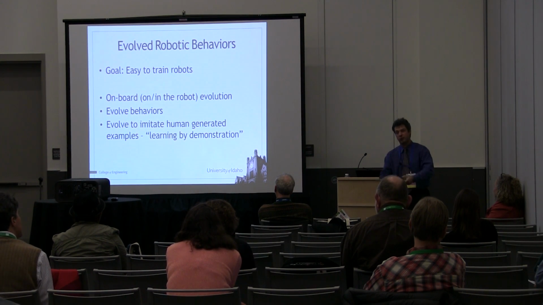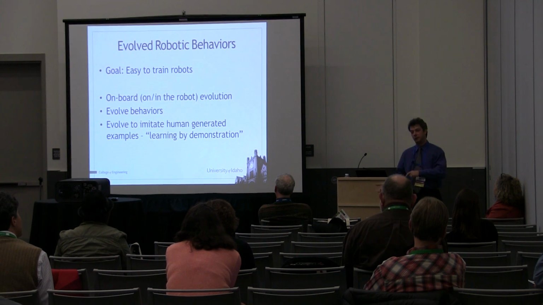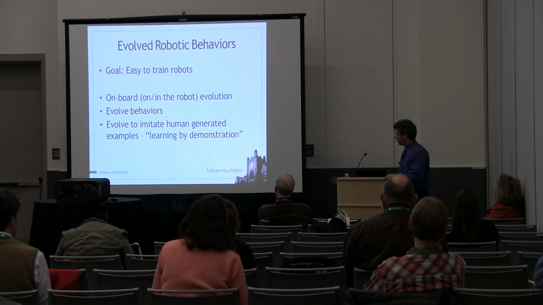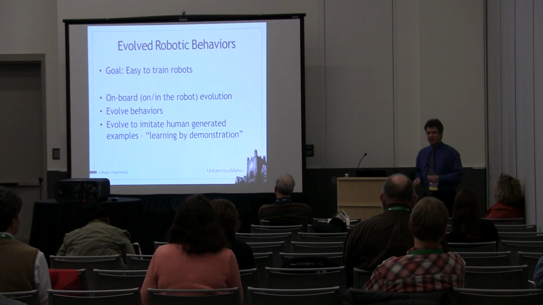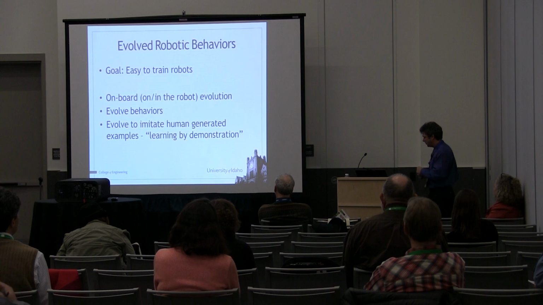So we're going to show the robot what we want it to do, and then it will use an evolutionary mechanism to evolve the behaviors that imitate what we do, a term that sometimes gets used as learning by demonstration, or learning from demonstration. You see both of those.